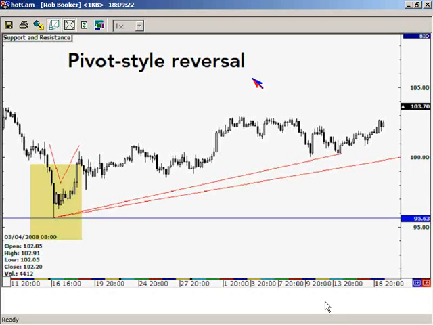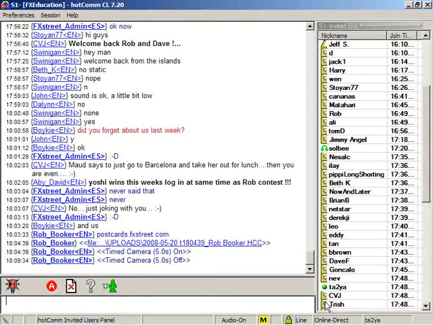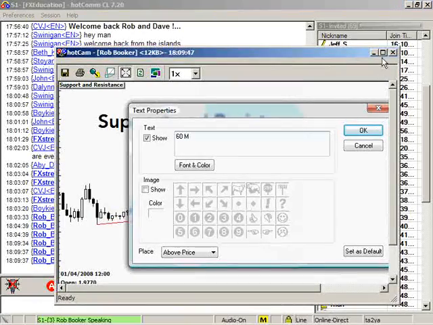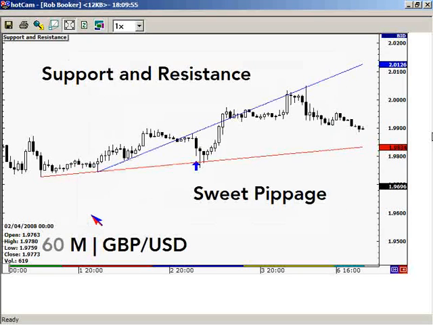Let's move to another chart. I'm going to turn off the sharing, and then I'm going to turn it back on. This is a 60-minute pound-dollar chart. So for those of you wondering what chart we're looking at, let me just write it down here: 60-minute. Everything that we'll say here today, Dave, actually applies to any time frame chart and any currency pair. That's flexible.